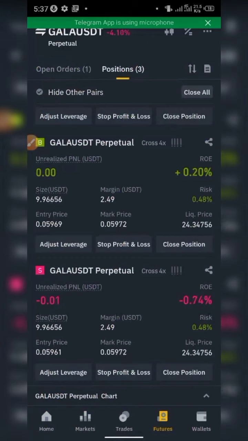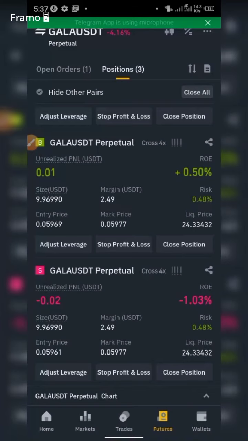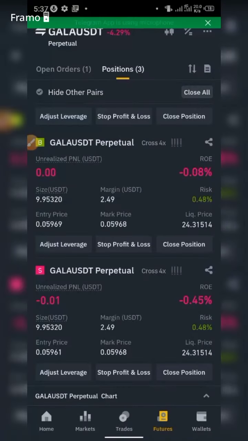So if the short gives us, let's say, a profit and the long is giving us a negative value. Currently, let's use what we have done here. The Gala long is... Yes, now the Gala short is giving us profit, and the long is giving us loss. And with this strategy, our direction is long.